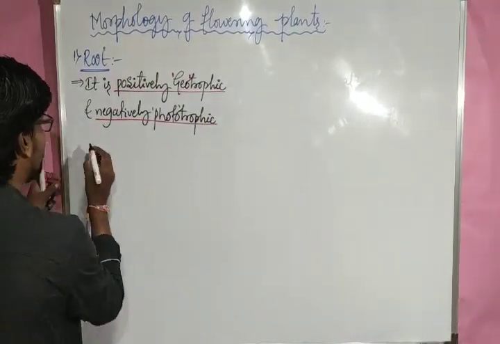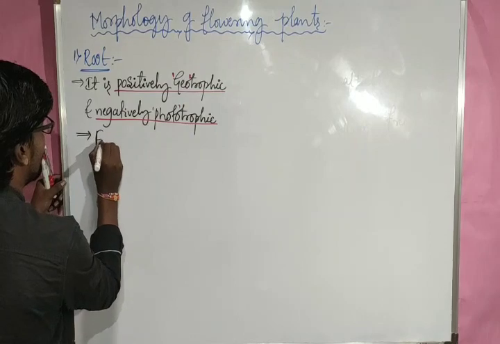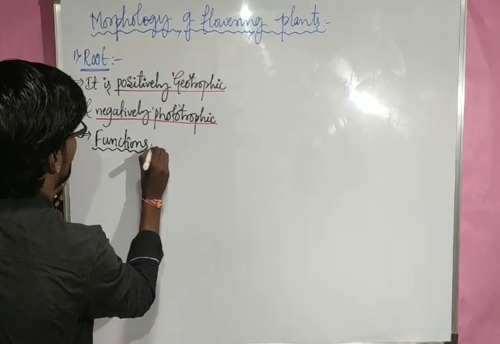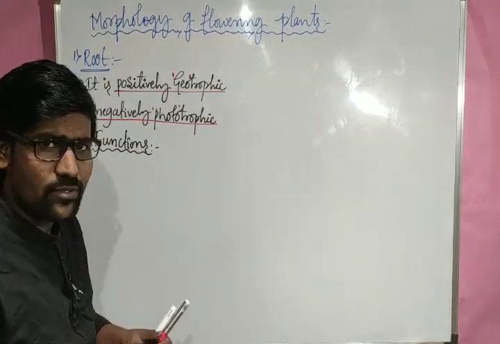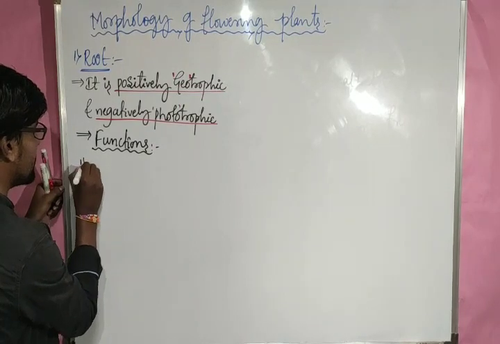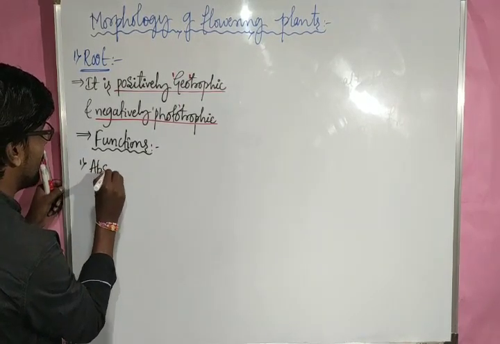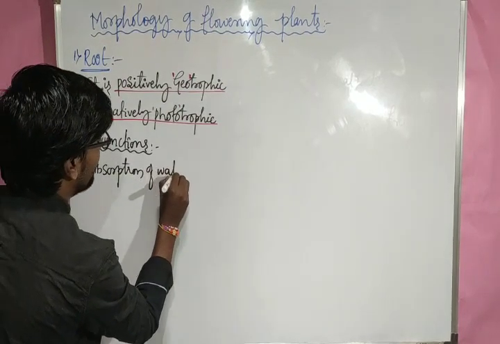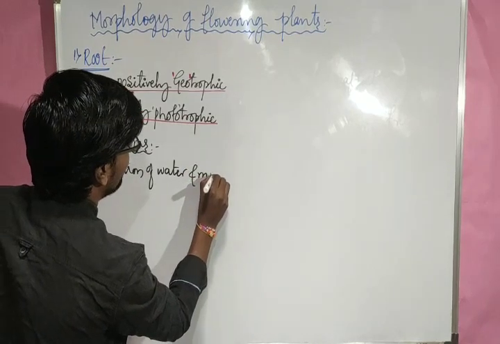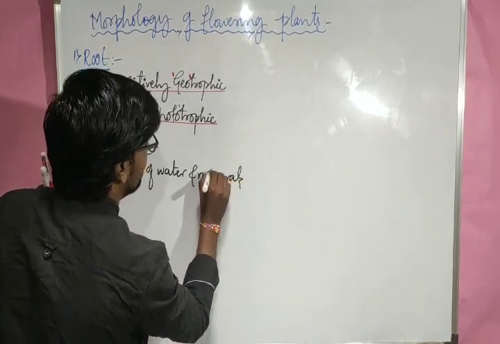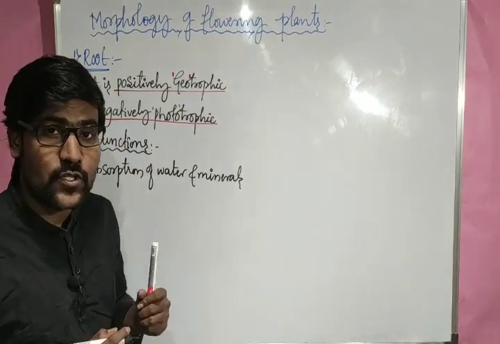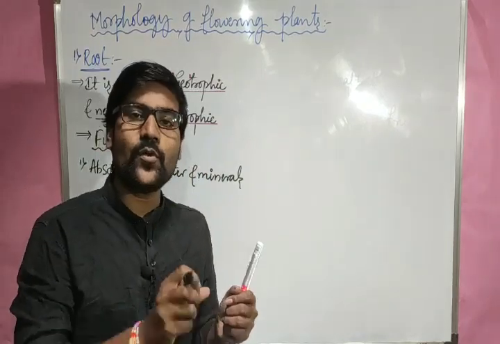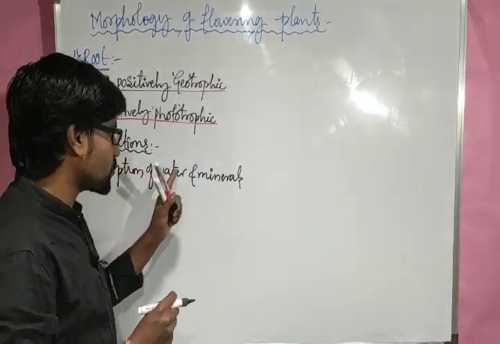And this root, if we consider its functions, what are the major functions of the root? So already we know. If you want to remember once again, the first one is it helps in absorption of water and minerals. So the root's major function is absorption of water and minerals from where? From the soil. So the root will help in the first major process, absorption of water and minerals.